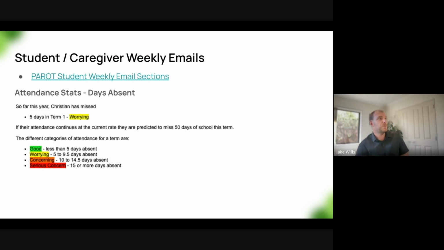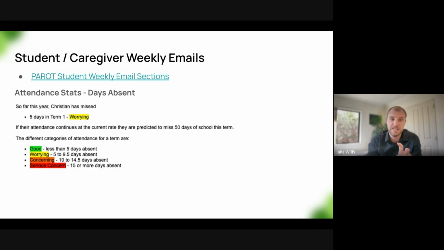So we're going to kick off with the student and caregiver weekly emails. There's a whole bunch of different sections that you can use in the student and caregiver emails that go out weekly. I've put a link here to all of them. At last count, there are 52 different sections that you can put in. We're just going to focus today on the couple of ones that relate to STAR, which is looking at the days absent inside a term. So far, in this particular one, for this kid called Christian, he'd missed 5 days in term 1, which is that yellow category of worrying.